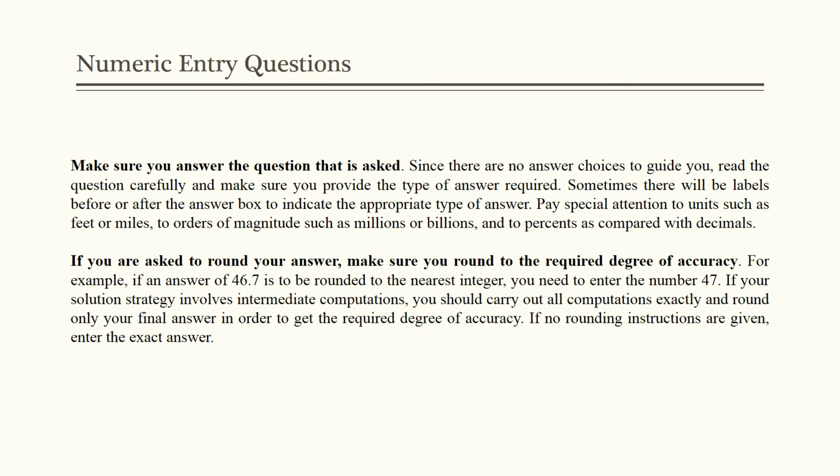Make sure your calculations are correct. If you're asked to round your answer, make sure you round to the required degree of accuracy. For example, if an answer of 46.7 is to be rounded to the nearest integer, you need to enter 47 in the box and not 46. Carry out all computations exactly and round only the final answer in order to get the required degree of accuracy. If there are no instructions about rounding the answer, enter the exact answer.